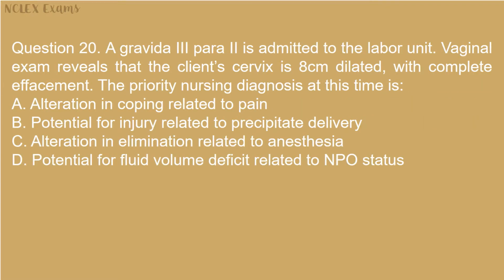Question 20. A gravida 3, para 2 is admitted to the labor unit. Vaginal exam reveals that the client's cervix is 8 centimeters dilated, with complete effacement. The priority nursing diagnosis at this time is A. Alteration in coping related to pain. B. Potential for injury related to precipitate delivery. C. Alteration in elimination related to anesthesia. D. Potential for fluid volume deficit related to NPO status.